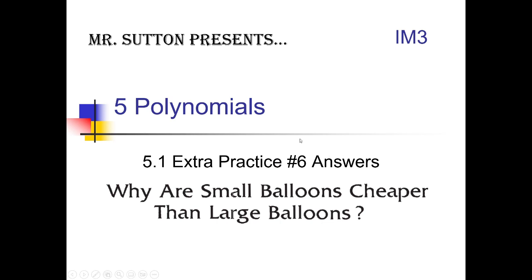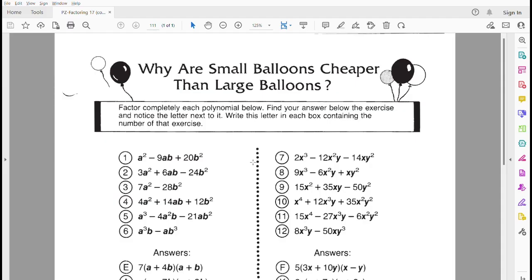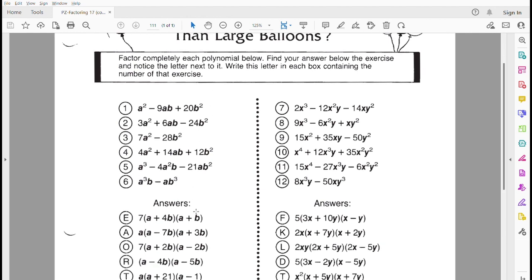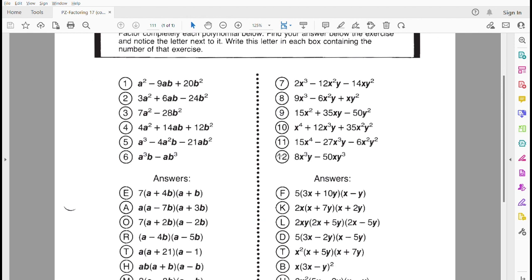For this one, there's a puzzle, so let's go ahead and see what that's all about. All right, here's the puzzle that goes with that extra practice. We're trying to solve the riddle, why are small balloons cheaper than large balloons? And the idea for this one is we've got a bunch of polynomials to factor. We actually just have to factor them. We don't have to solve anything.